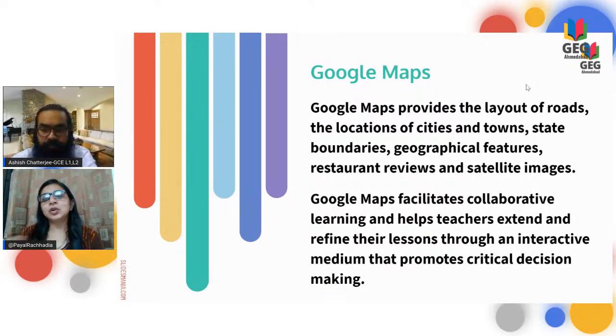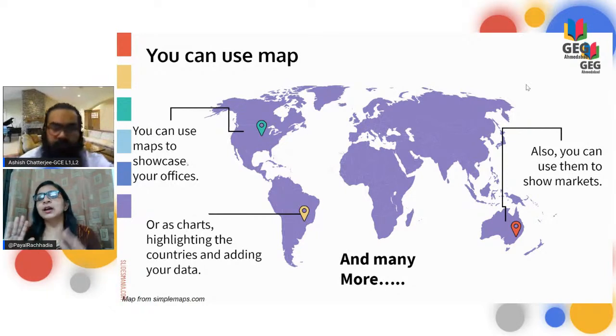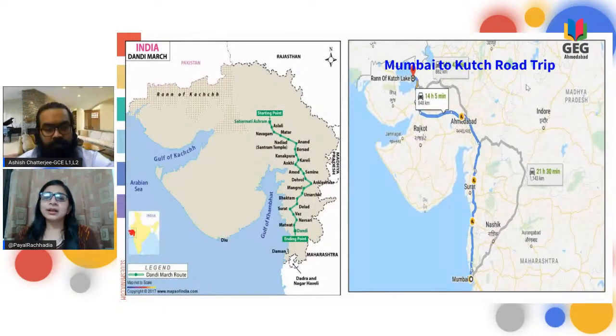Google Maps facilitates collaborative learning and helps teachers extend and refine their lessons through an interactive medium that promotes critical decision making. We can use Google Maps to showcase your offices, to chart and highlight countries and add your data, and to showcase your markets, and many more. There are lots of uses of Google Maps in our routine life, but I'm giving some examples for educators. How can we use Google Maps as teachers?